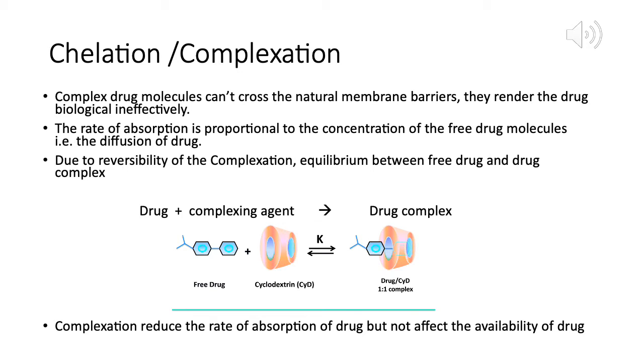So a complex drug molecule can't cross the natural membrane barrier. They render the drug biologically ineffective. The rate of absorption is proportional to the concentration of the free drug molecule, so this is known as the diffusion of the drug. Due to the reversibility of the complexation, there is an equilibrium between free drug and drug complex. Complexation reduces the rate of absorption of a drug, but does not affect the availability of the drug.